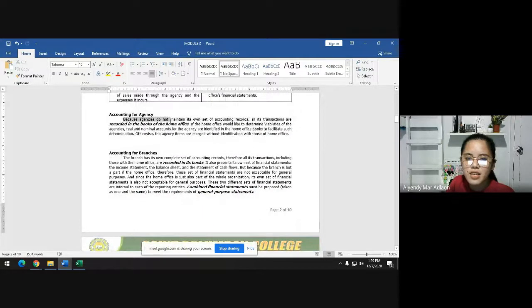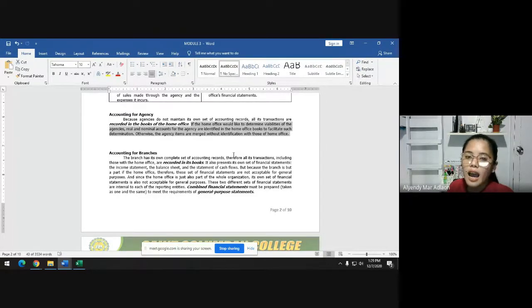Accounting for agency, because agencies do not maintain their own set of accounting records. All its transactions are recorded in the books of the home office. So, class, the journal entries of the agency are recorded by the home office. Okay, so what I've said, the only ones they maintain are the cash disbursements and cash receipts books. If the home office would like to determine the viability of the agencies, real and nominal accounts for the agency are identified in the home office books to facilitate such determination. Otherwise, the agency items are merged without identification with those of the home office.